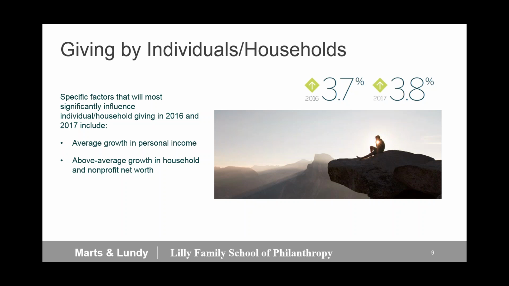And so as long as we continue to have the growth in personal income and also growth in household wealth over time, we project that giving in 2016 will be expected to grow slightly above the 40-year average for growth, while in 2017 it will be slightly higher than the 40-year average. And we'll come back to that, whether this growth that we're seeing by individuals is comparable to what we've seen in the past.